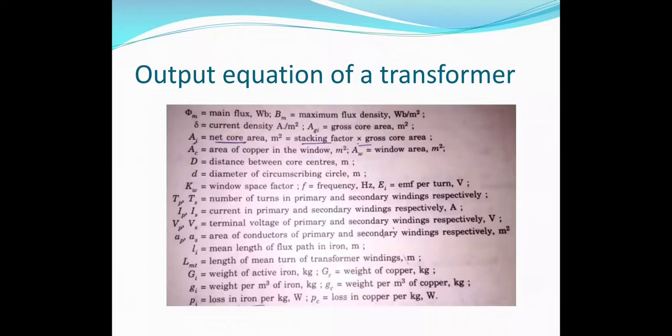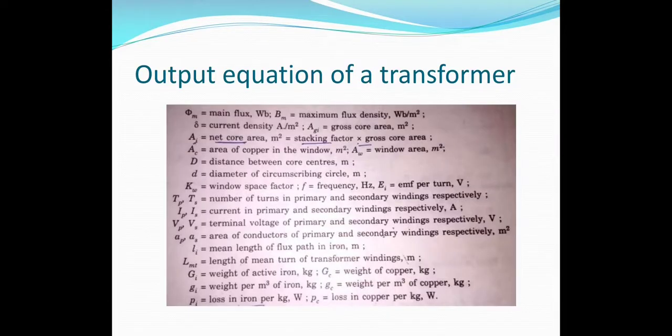And this is the main topic, the output equation of a transformer. What do we understand from this topic? We are going to find the value of Q, and this Q will give the relation between AI and AW. This Q value is expressed in terms of AI and AW, where AI and AW are the main dimensions of the transformer, where AI is the iron area and AW is the window area.